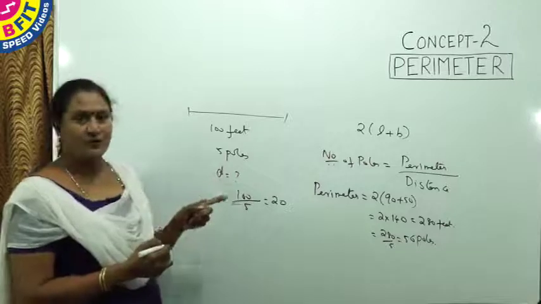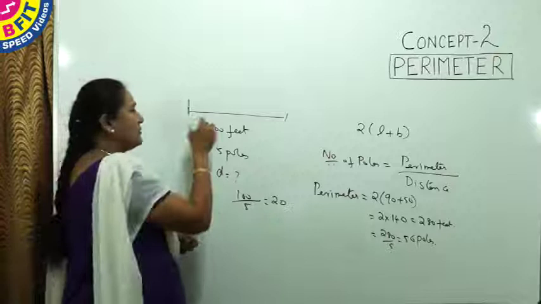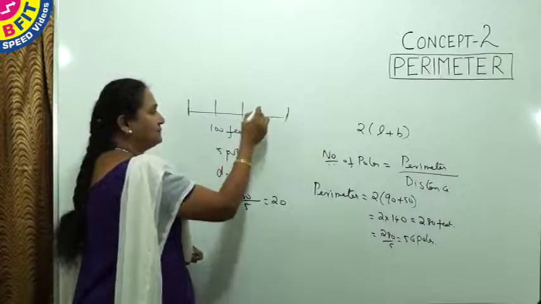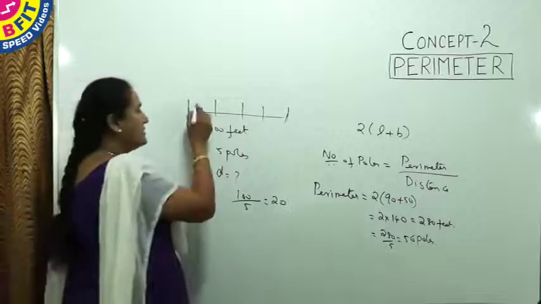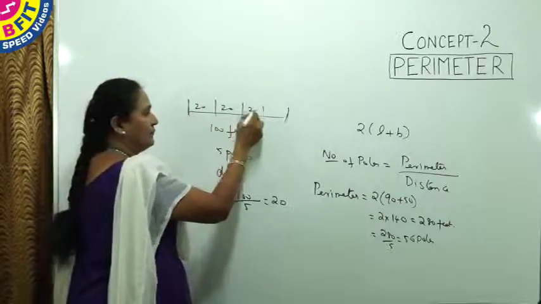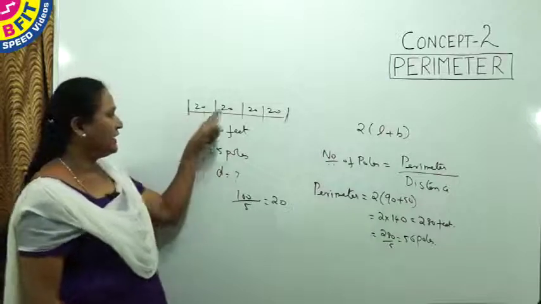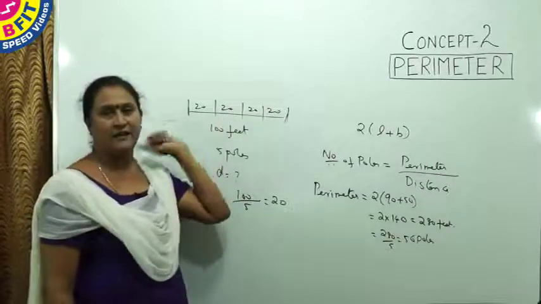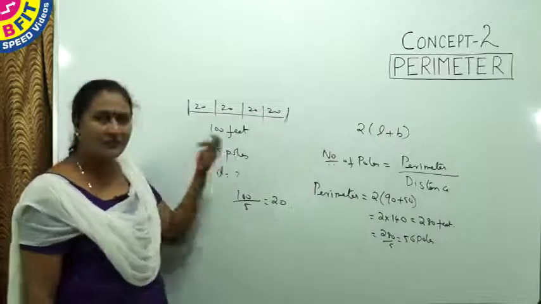And with 5 poles, it is clear that you should have equal intervals. Say suppose you are planting 5 poles and the distance we have got is 20. So if this distance is 20, what is the length it has covered? 20 plus 20, 40, 60, 80. So it has covered only 80 feet and it hasn't covered 100 feet.